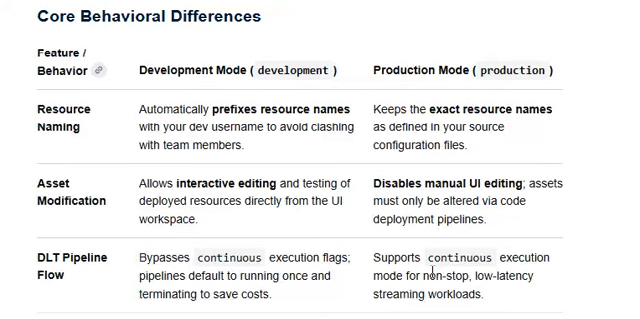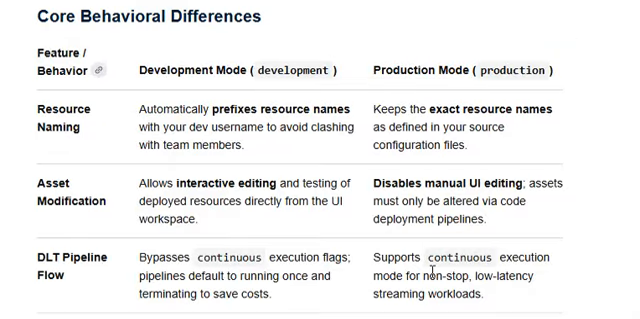Today I'm going to explain the core behavioral differences between development mode and production mode that we set in Databricks jobs and pipelines. What is the development mode and what is the production mode? According to three categories, I will explain the differences.